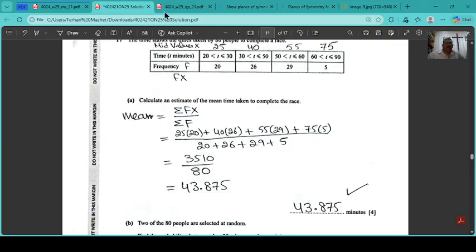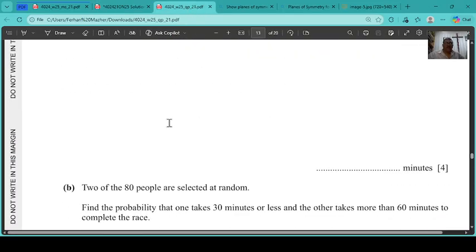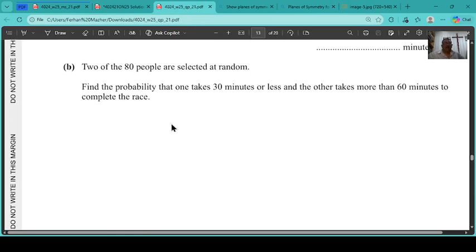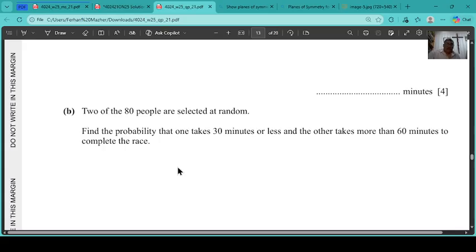Okay, so we are done with question number 17, part A. Now question number 17, part B. It is a 3-mark question. This is the B part of question number 17.